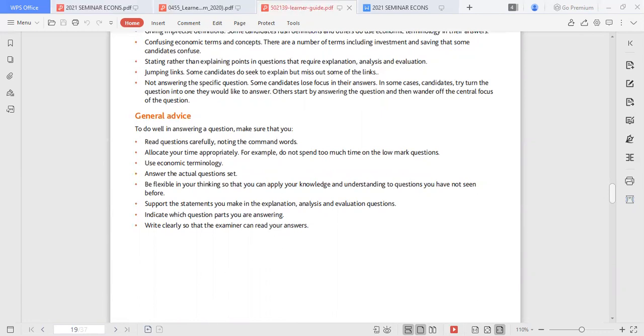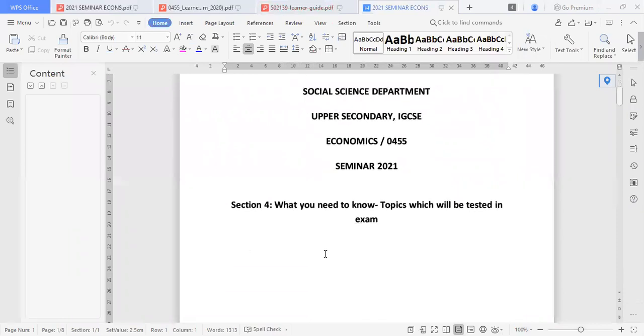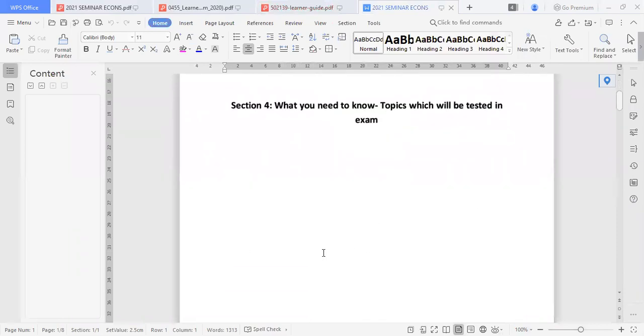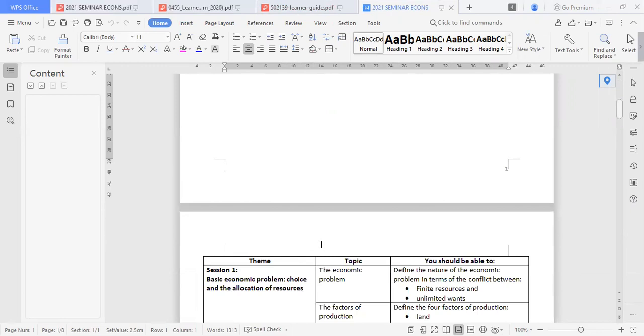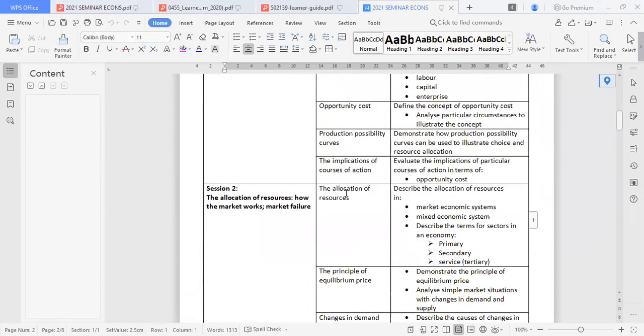Next, let's look into what you need to know, the topics that will be tested in the exam, section 4. Right, so in this section, we are going to look into what you need to know in each chapter. When you're talking about the economic problem in section 1: define the nature of the economic problem, the factors of production, opportunity cost, PPC, the implication of causes and actions. These are the important ones.